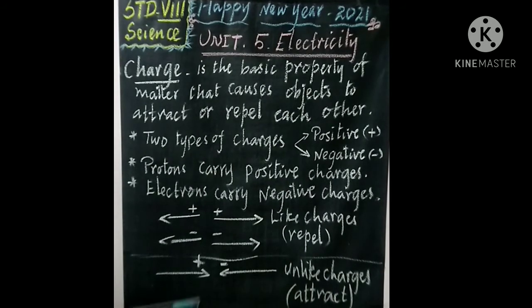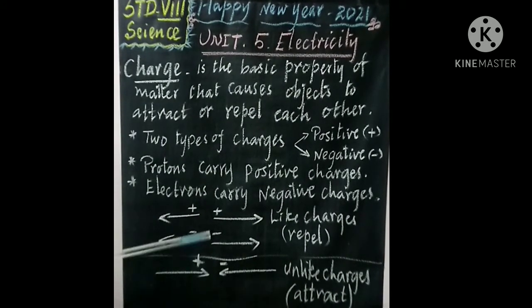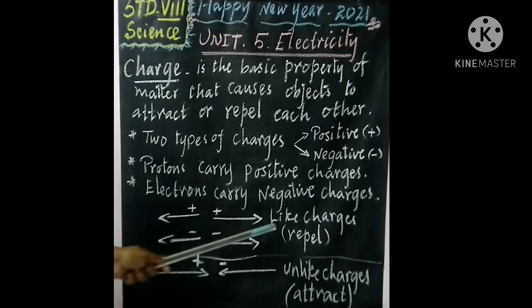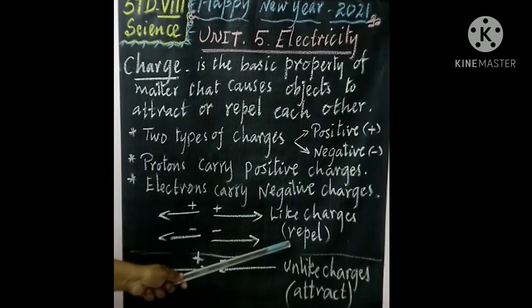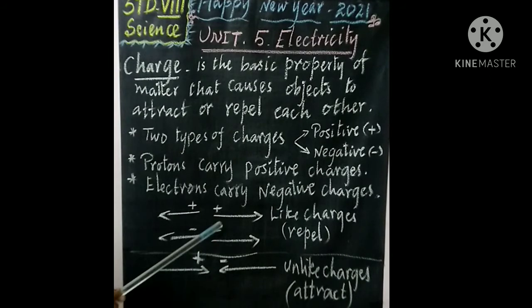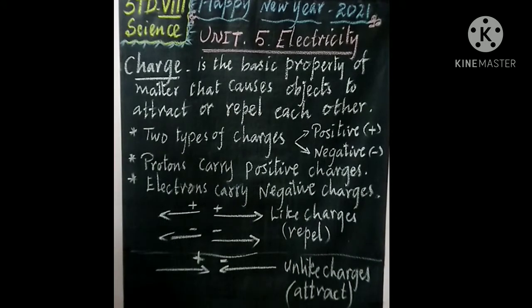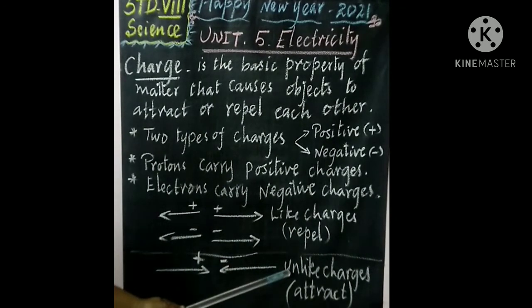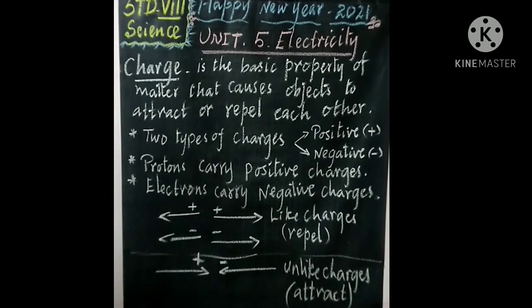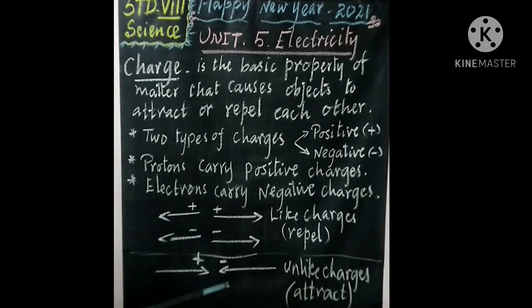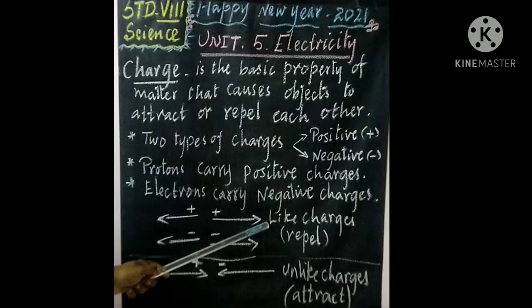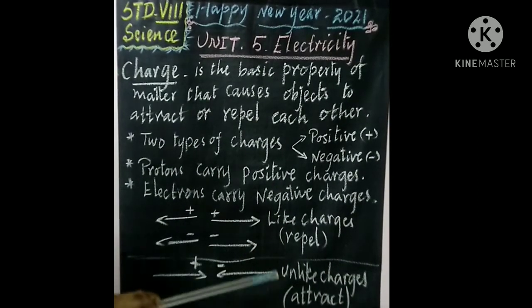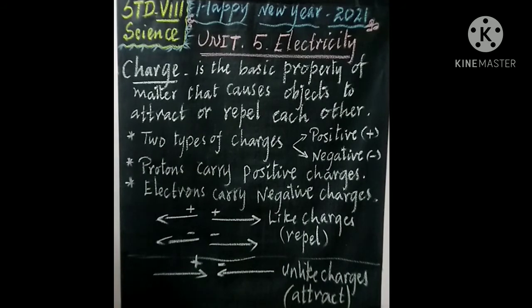So according to the theory of electromagnetic attraction and repulsion, like charges repel each other. When they come in contact or when they come closer to each other, they repel each other. But unlike charges attract each other. This is the law of electromagnetic attraction and repulsion. What is it? Like charges repel each other, unlike charges attract each other.